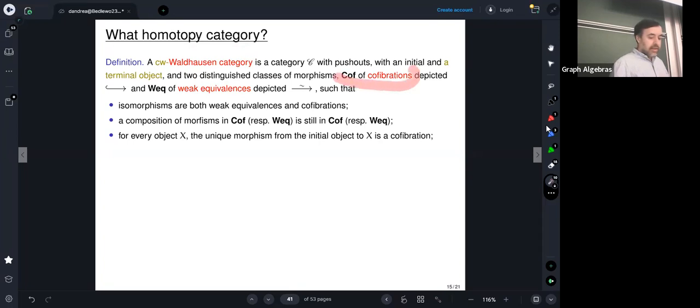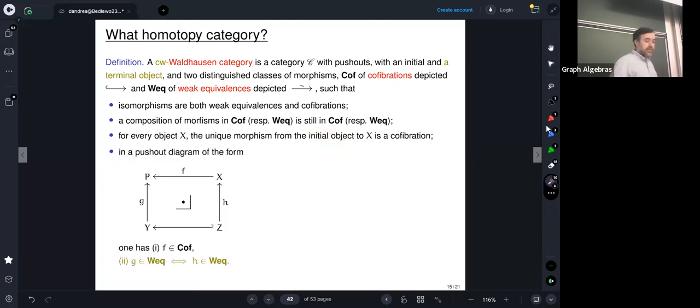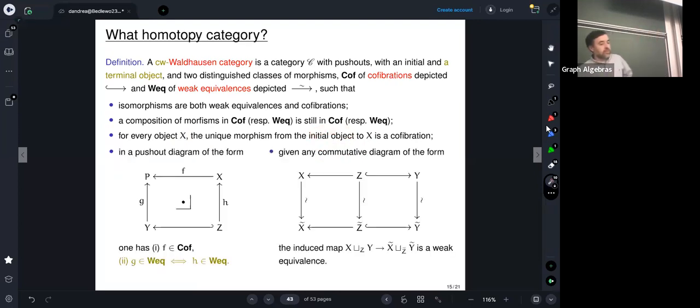One we call cofibrations, and one we call weak equivalences, satisfying several axioms. First of all, isomorphisms are both weak equivalences and cofibrations. You can compose cofibrations and you get a cofibration, and the same for weak equivalences. The unique morphism from the initial object to every object X is a cofibration. And then you have two other axioms that are more complicated.